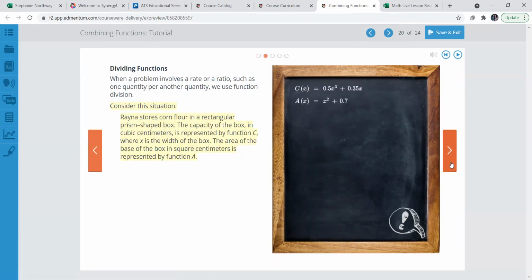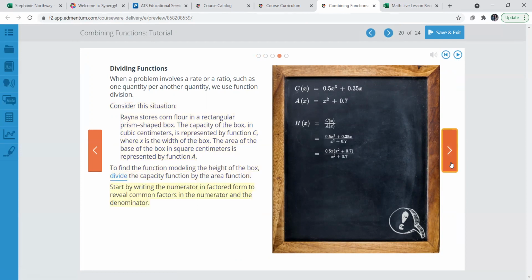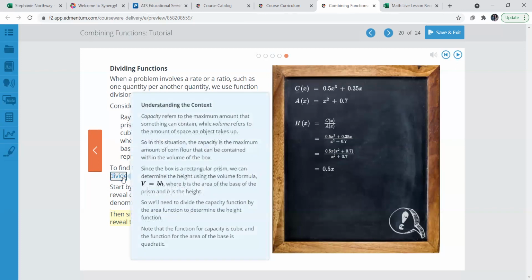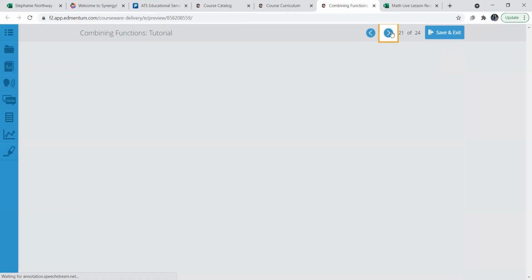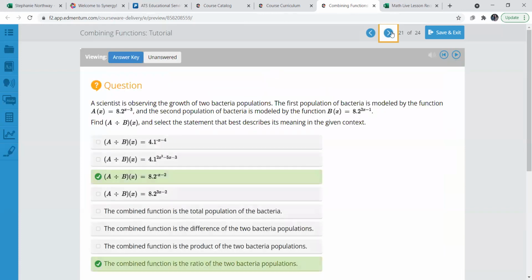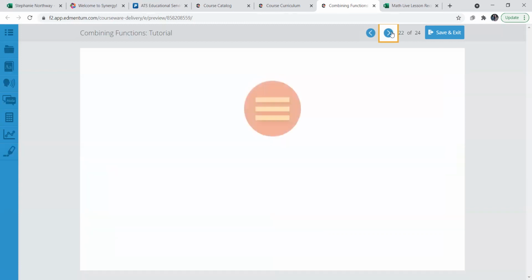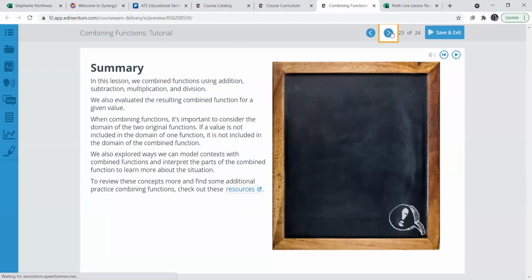Dividing functions, similar concept. Combining them, dividing them out together. So then here's what you would do for this one. Okay, the questions. Yeah, this question, I will have you do this on your own. Hopefully that clears it up a little bit for you.